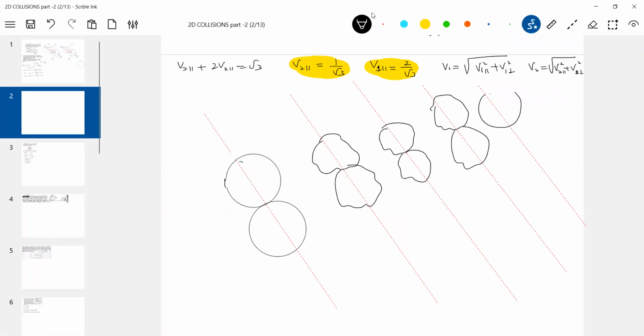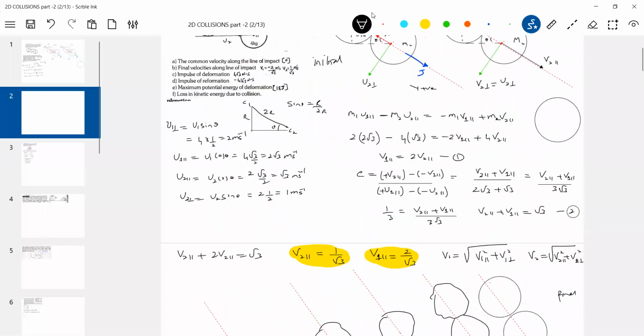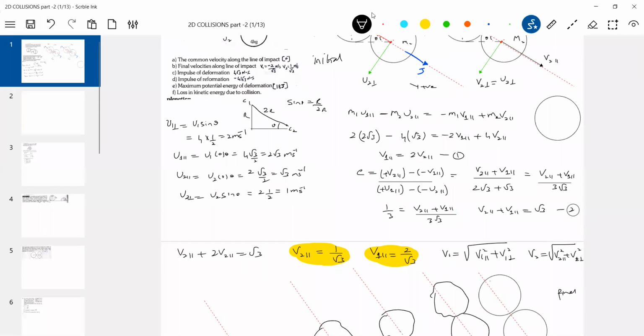Everywhere the concept of that should be retained, whatever the type of collision, 1 dimension or 2 dimension. This is the initial. This is the final. And here they will have common velocity. So till here is what? Common velocity. How to calculate common velocity? I think we have a very good conclusion here.